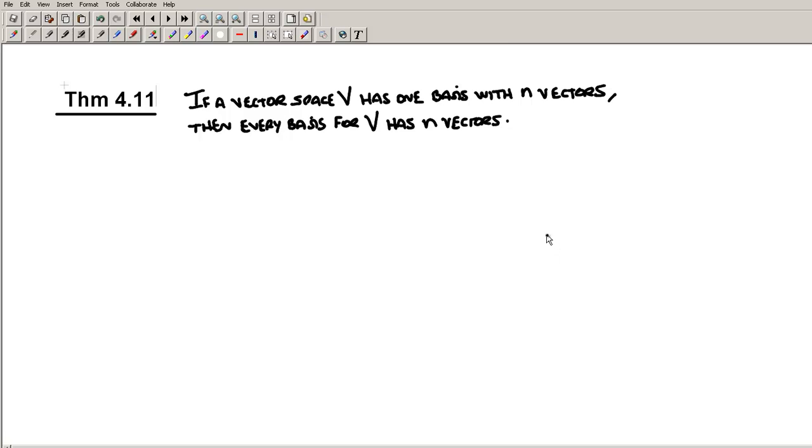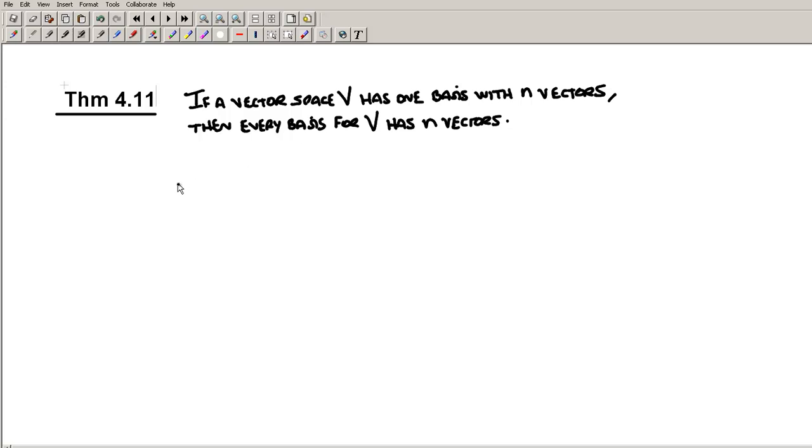Now we're going to see an important part of this section, which leads to the definition of a dimension of a vector space. Now, Theorem 4.11, this is on page 226. It's a very important theorem, and that theorem allows us to define dimension of a vector space. The theorem says that if a vector space has one basis with n vectors, then any basis for V has to have the same number of vectors.